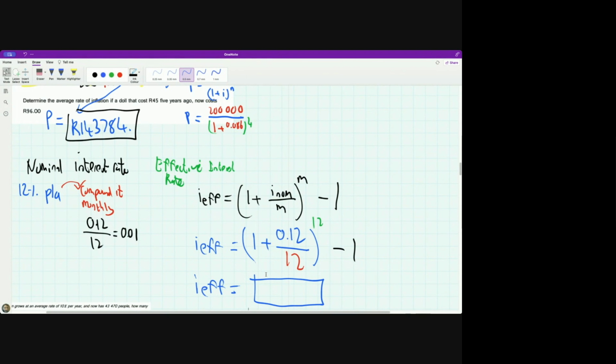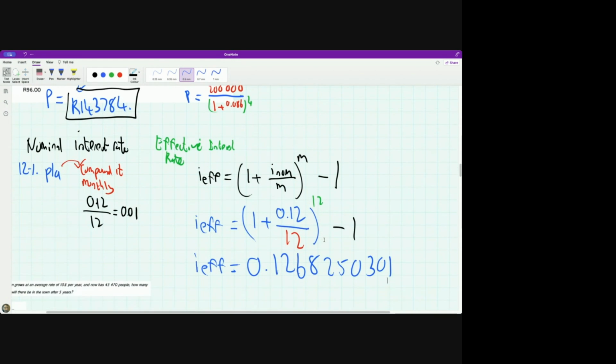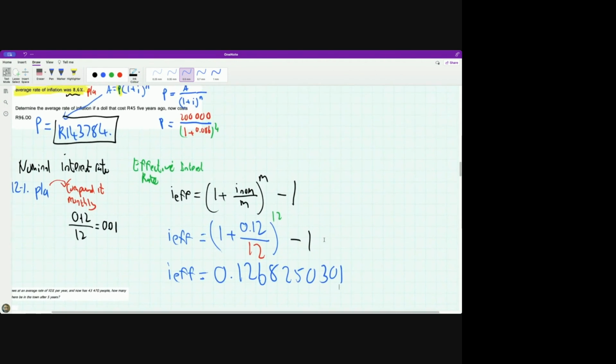So 1 plus 0.12 divided by 12, to the power of 12, minus 1. What are you getting as your decimal? 1 plus fraction button 0.12 over 12, to the power of 12, minus 1. Are you getting 0.1268250301? Give me a thumbs up if you get the same as me here.